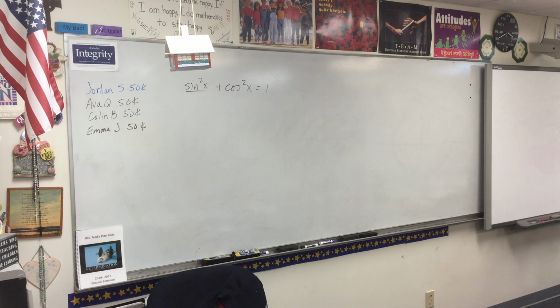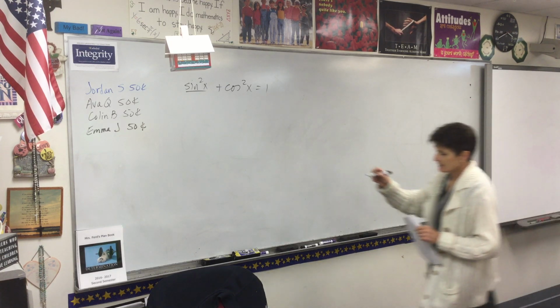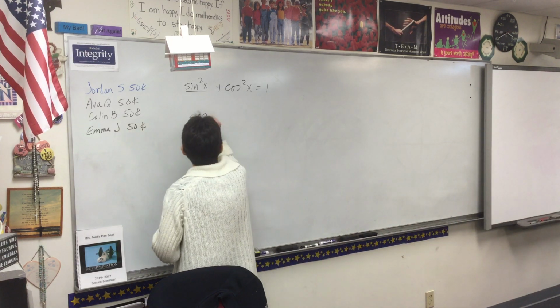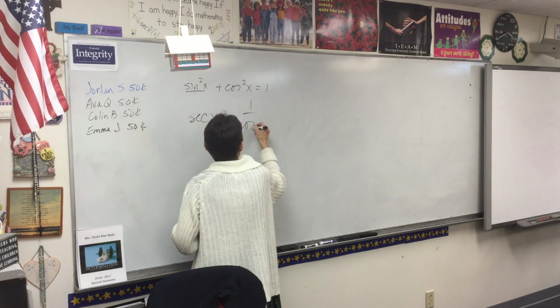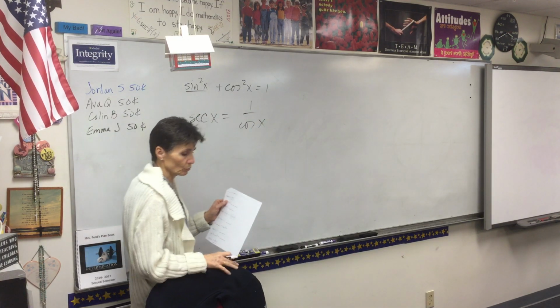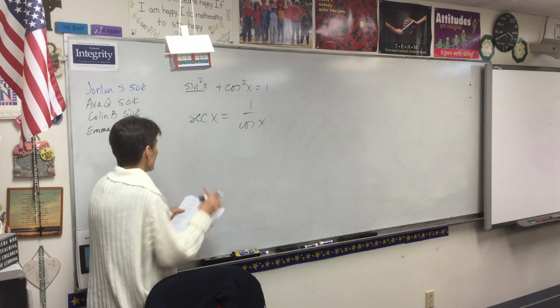Okay? Now, how about the next one? 1 over, that's one of your reciprocal identities. So what does secant equal? 1 over cosine, exactly. That's an old one. That's one you've known for a long time.